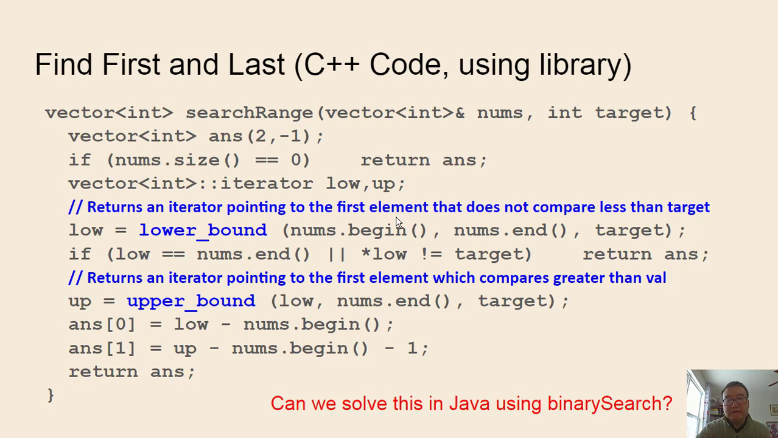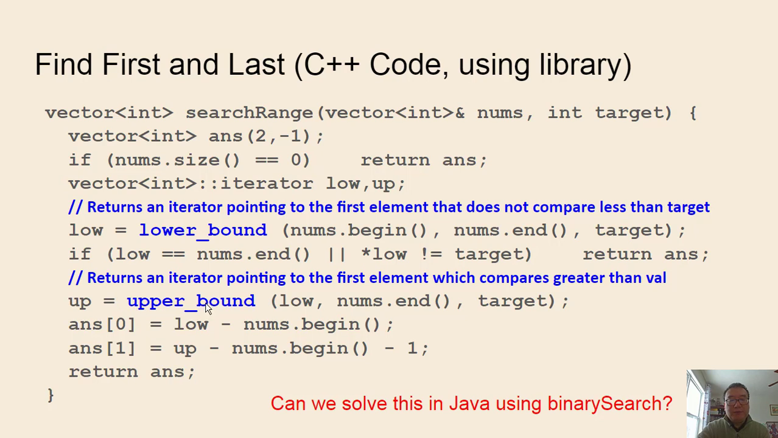Also, if we find this iterator, we dereference it using the star, so again this is similar to pointer syntax. If the value does not equal target, then that also means the target does not exist. So if the code reaches this point, then the element exists and the low iterator points to the first place where it occurs.